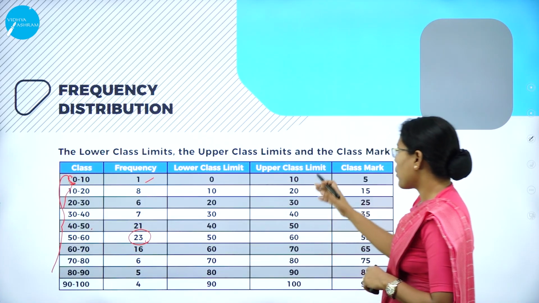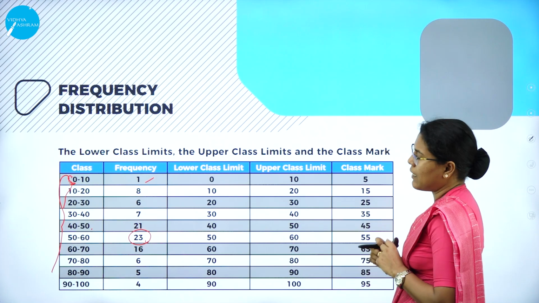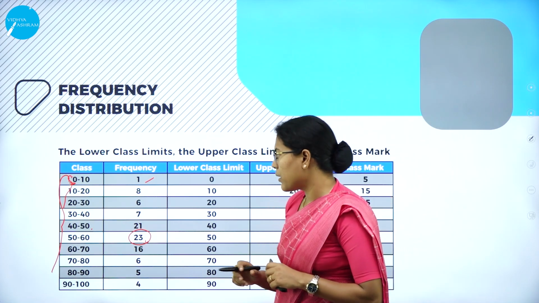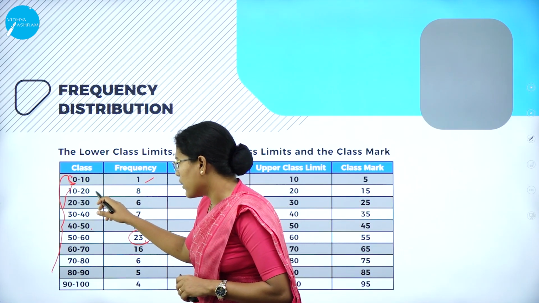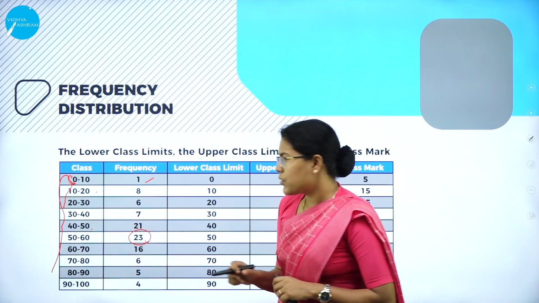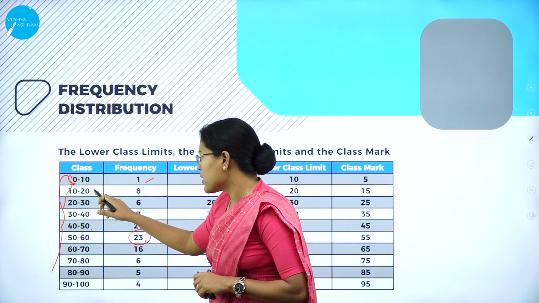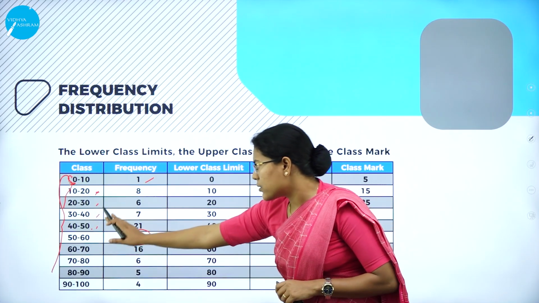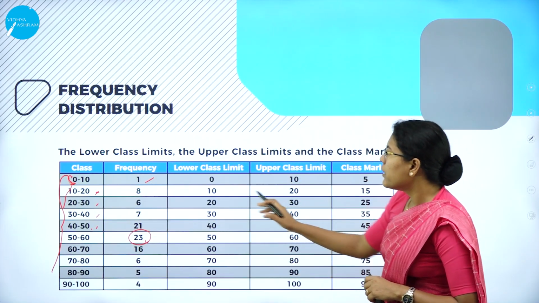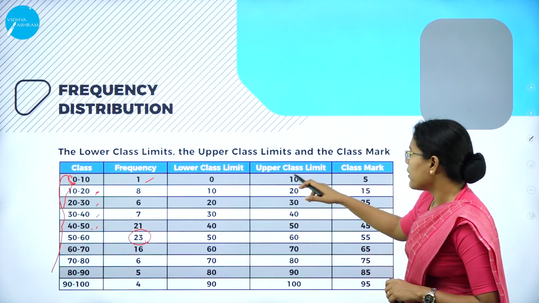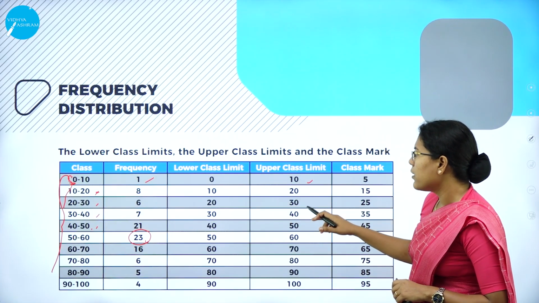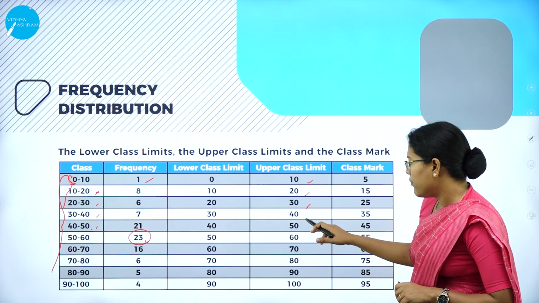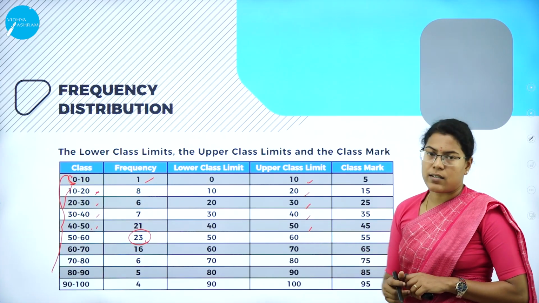Then the next column is all about the upper class limit. Upper class limit is nothing but the highest number in each class. So the highest number is 20, here it is 30, 40, 50, like that. So the same thing is recorded here. In this class, the highest or upper class limit is 10, 20, 30, 40, 50, etc.